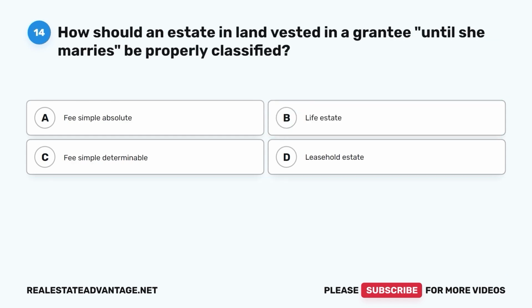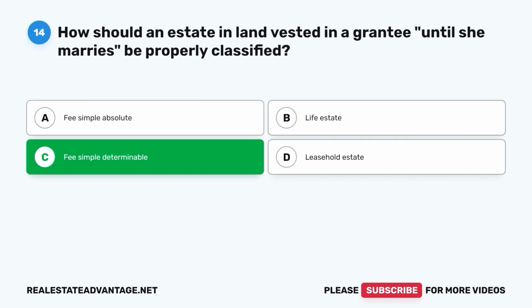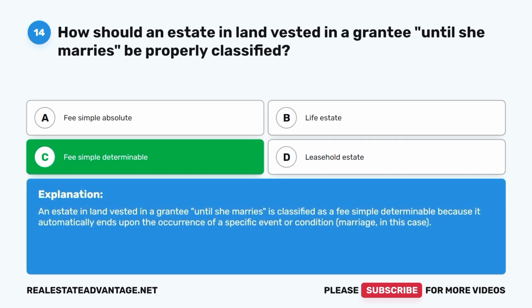Question 14. How should an estate in land vested in a grantee until she marries be properly classified? A. Fee simple, absolute. B. Life estate. C. Fee simple determinable. D. Leasehold estate. The correct answer is C. Fee simple determinable. An estate in land vested in a grantee until she marries is classified as a fee simple determinable because it automatically ends upon the occurrence of a specific event or condition, marriage in this case.